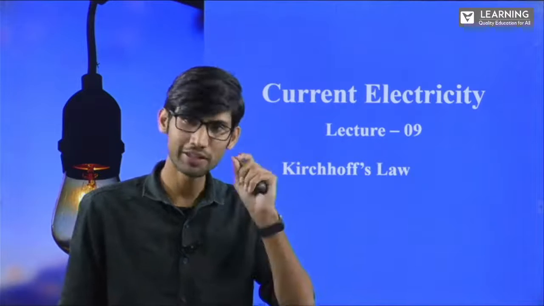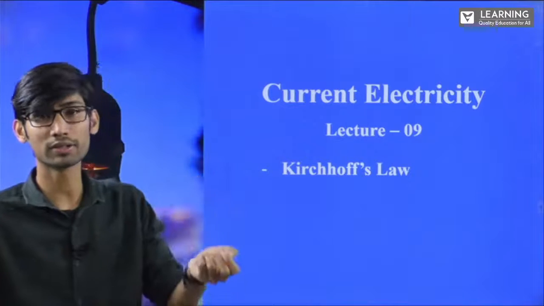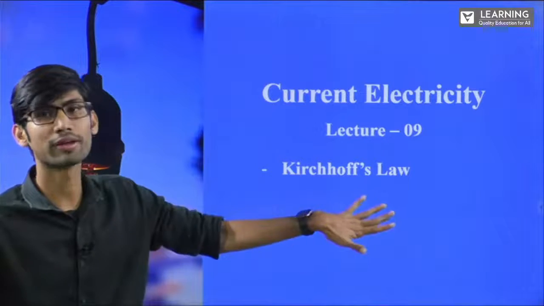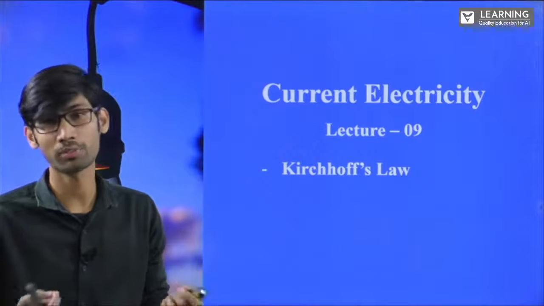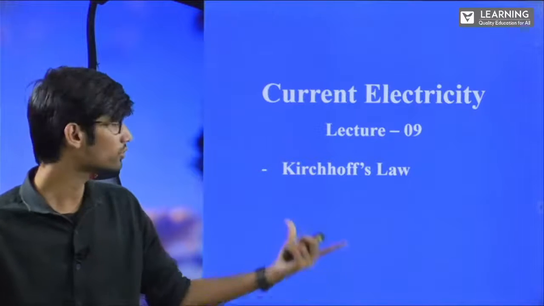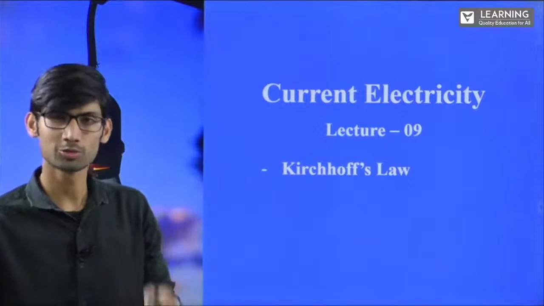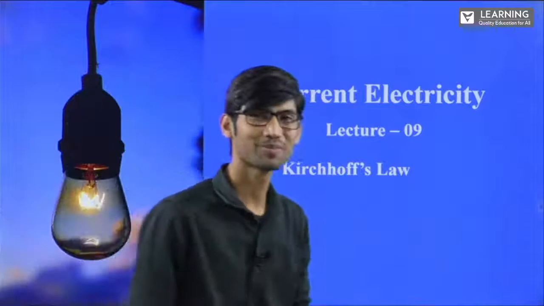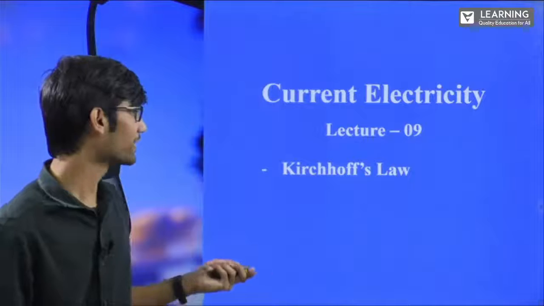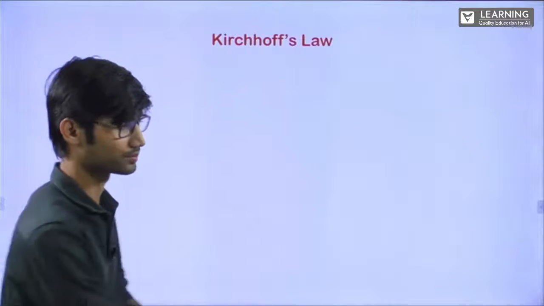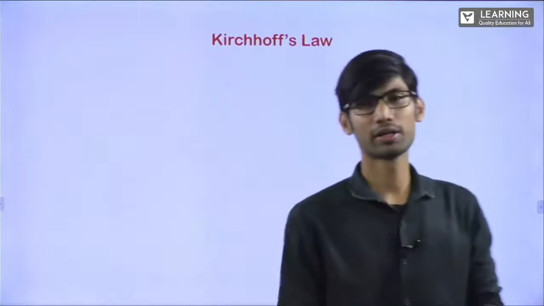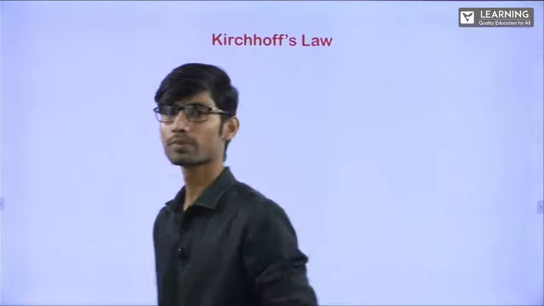Whether you know how to find the equivalent resistance or not, still you can find this. You can find the current in the circuit and the potential drop across the resistors very easily if you just understand this law properly. So do take out your notebooks and pens fast and get ready for the class. All right. Now, what is Kirchhoff's law? Kirchhoff has given two laws.